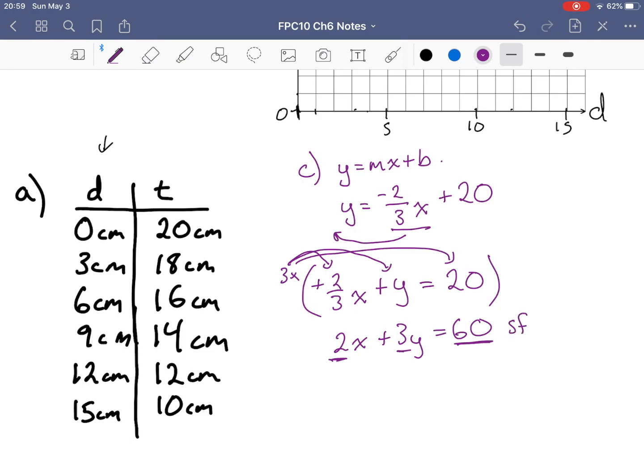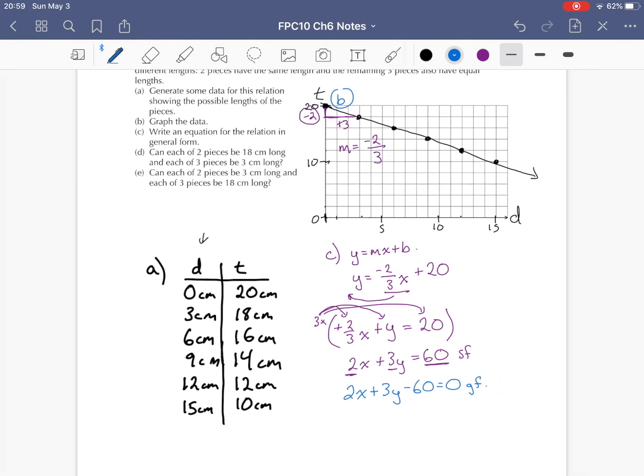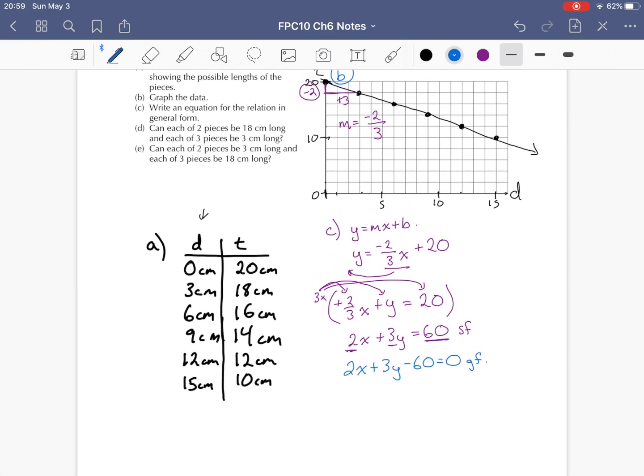There's 2 pieces of the same length, and then there's 3 pieces of this length. Now this is standard form. We're not done into general form yet. To do that, we just bring our 60 over. 2x plus 3y minus 60 equals 0. There's general form. All right.